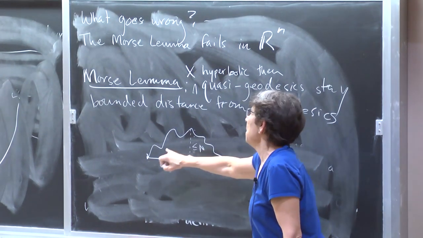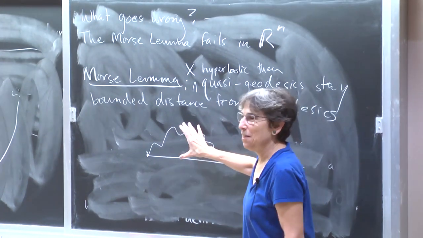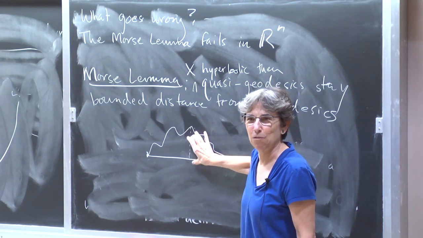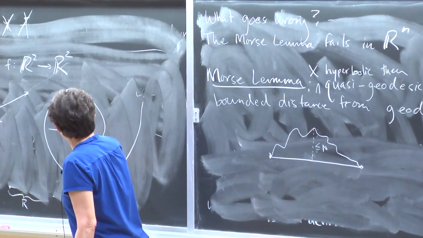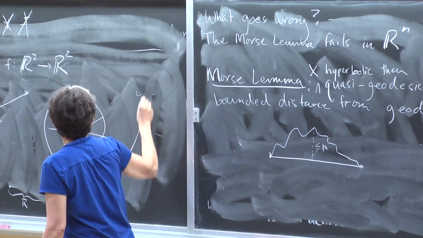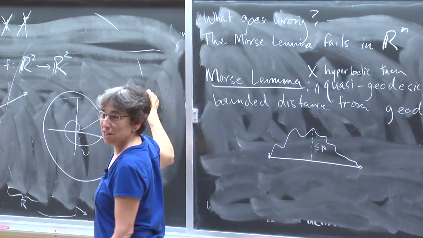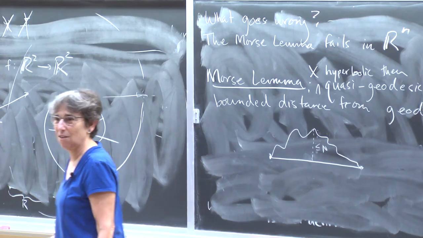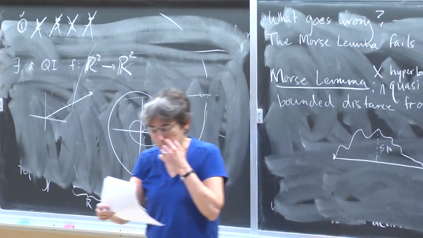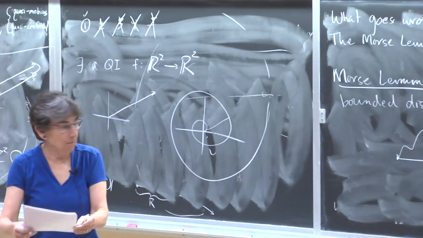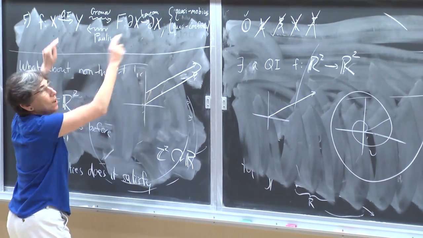This bound depends on the quasi-constants, the lambda, epsilon, and so on. But let's not worry about that. The basic idea is you can't get too far from a geodesic. This fails horribly here. As this gets bigger and bigger, the quasi-geodesic is going to get farther and farther away from the geodesic connecting the points. So this is what fails, and this is what makes everything work.